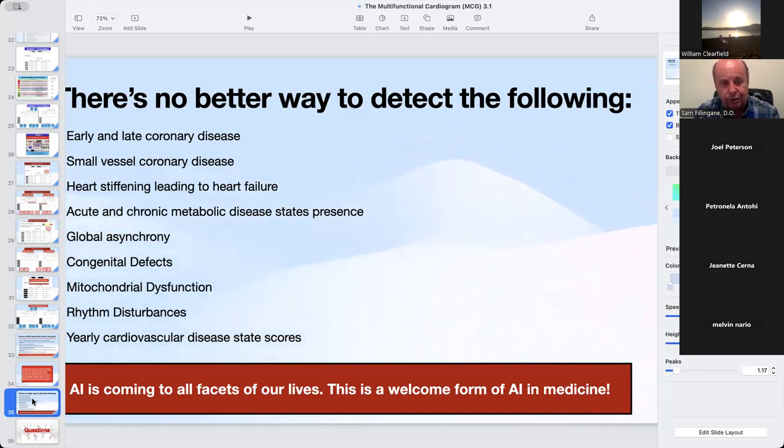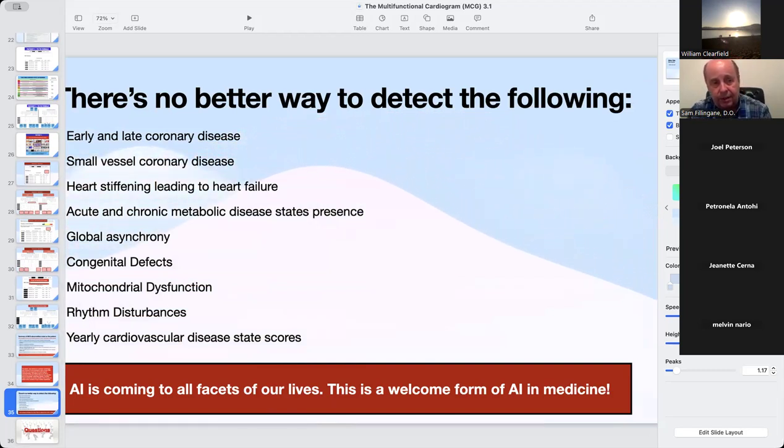Mitochondrial dysfunction, rhythm disturbances, and one of my favorites is this yearly cardiovascular disease state score. I think patients are going to look at that number and take their score seriously. They're not going to like it when their score goes from 1.8 to 2.5. They're going to want it to go back down. They're going to want a 0. And this gives you something to use as a driving factor to get these patients to safety.